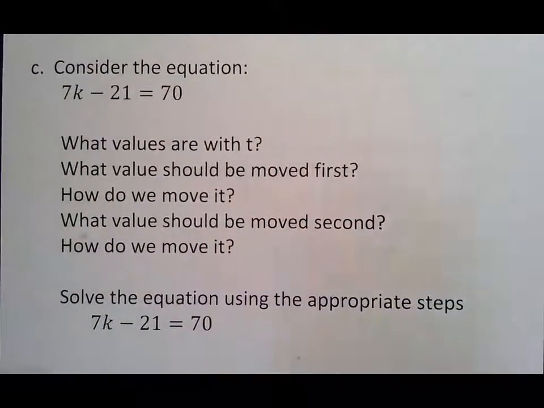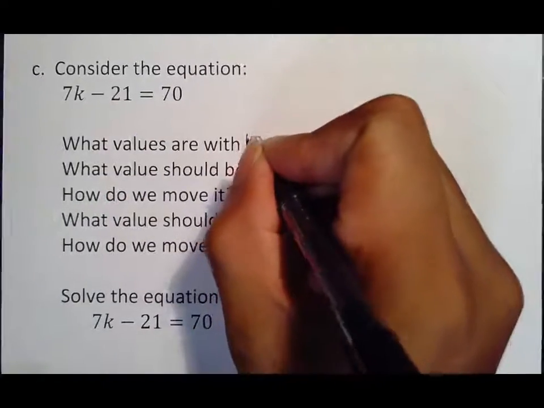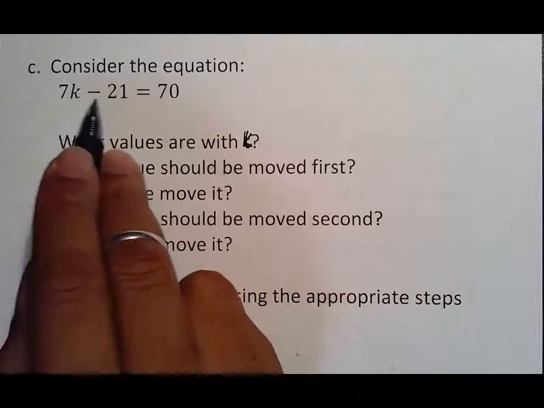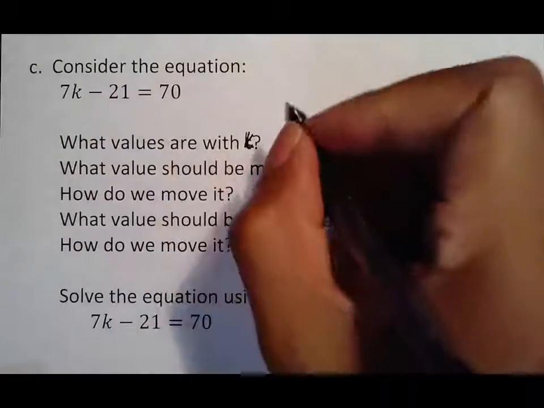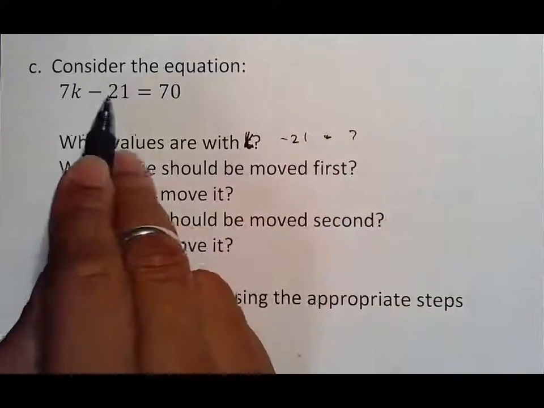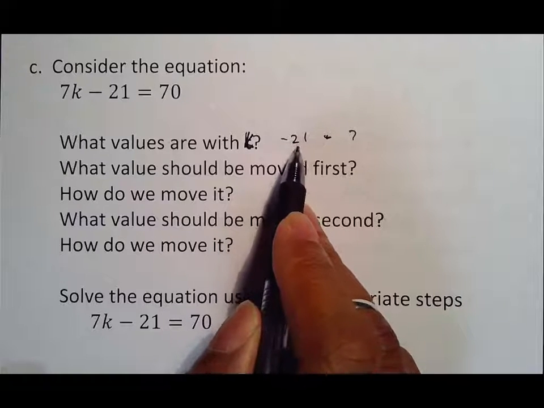Another question again, 7k minus 21 equals 70. That should be a k, not a t. What values are with k would be these two. And on the computer, it doesn't matter what order you put them in. You could put negative 21 and 7. The key is, if that's a negative 21, you have to make sure you put a negative in front of it, not a positive, because that would be marked wrong.